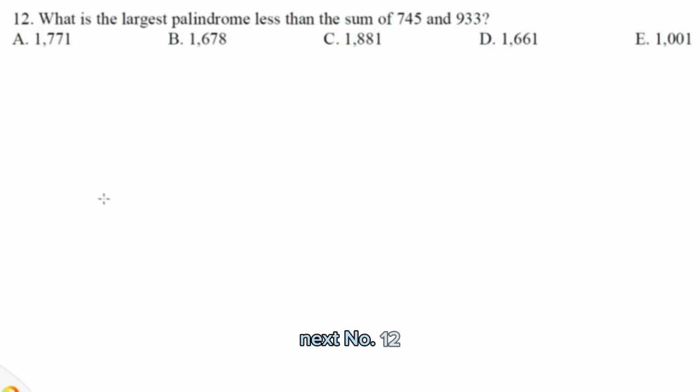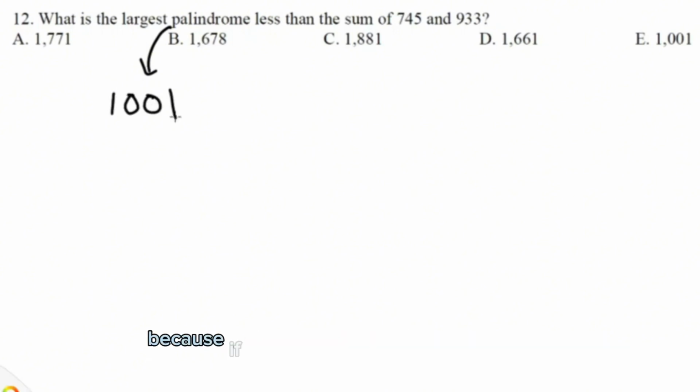Next, number 12. What is the largest palindrome less than the sum of 745 and 933? Alright, so we have to find the largest palindrome less than the sum of 745 and 933. Let's do that. First, what is a palindrome? A palindrome is a number that when reversed the order of the digits, it's the exact same number. For example, 1001. This is a palindrome because if you reverse the order of the digits, it's still 1001. So we need to find that.